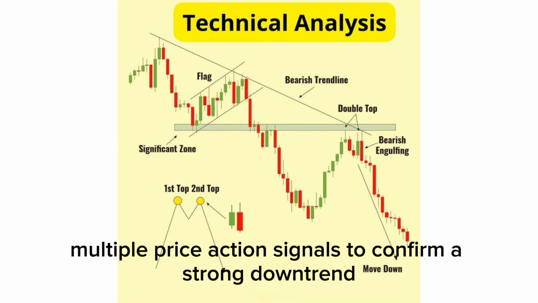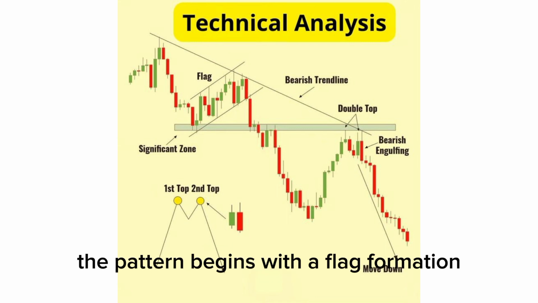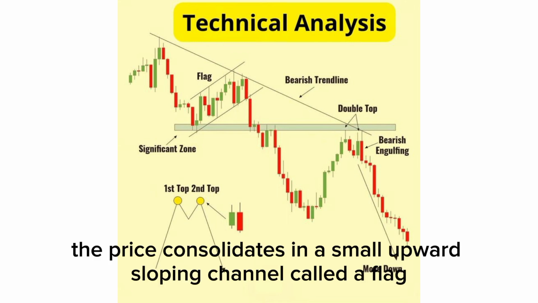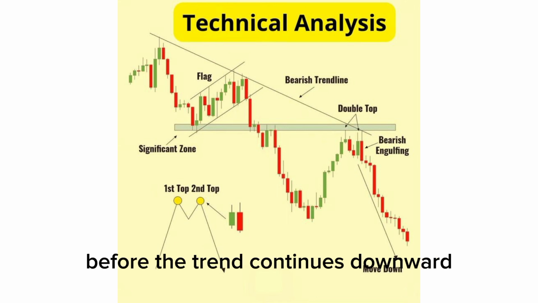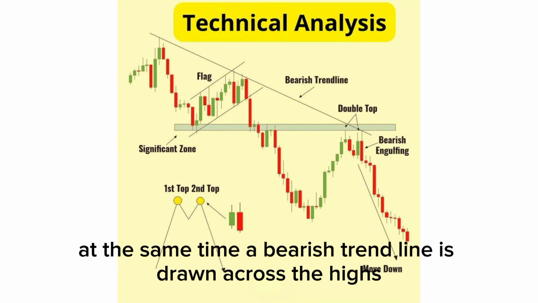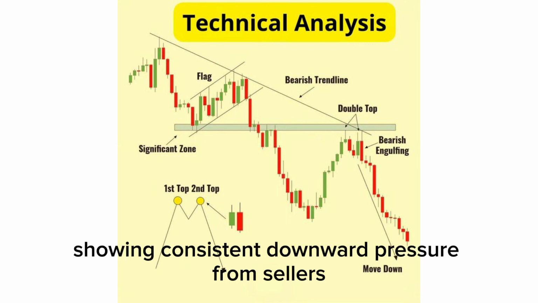This chart shows a bearish technical analysis setup that combines multiple price action signals to confirm a strong downtrend. The pattern begins with a flag formation. After a sharp drop, the price consolidates in a small upward-sloping channel called a flag. This usually indicates a temporary pause before the trend continues downward. At the same time, a bearish trend line is drawn across the highs, showing consistent downward pressure from sellers.